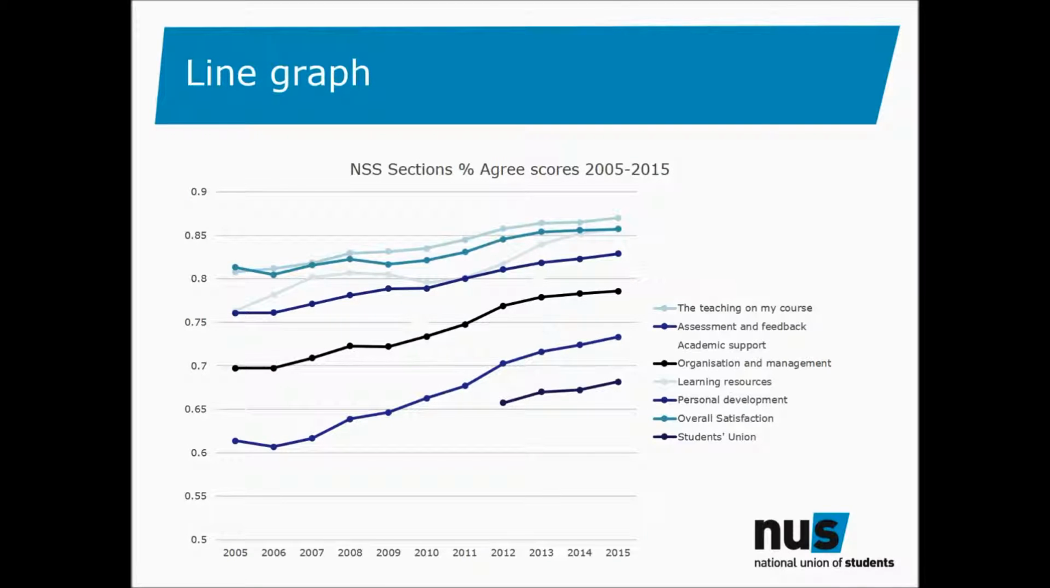This line graph shows the UK average score for each section of the NSS from 2005 to 2015. This works because the x-axis has continuous data. Each point is 1 year and they're the same distance apart on the graph, making a visual representation of each section's progression over time.